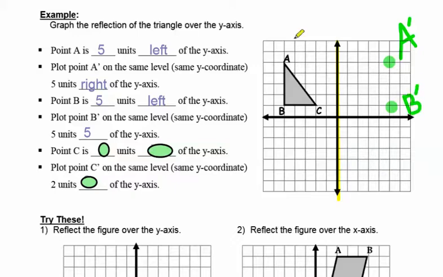Okay? Next, we're going to do C. So looking at C, C is 2 units away from the y-axis. It's 2 units to the left. So we are going to make C 2 units to the right, on the other side of the y-axis. It has to be that same distance away.